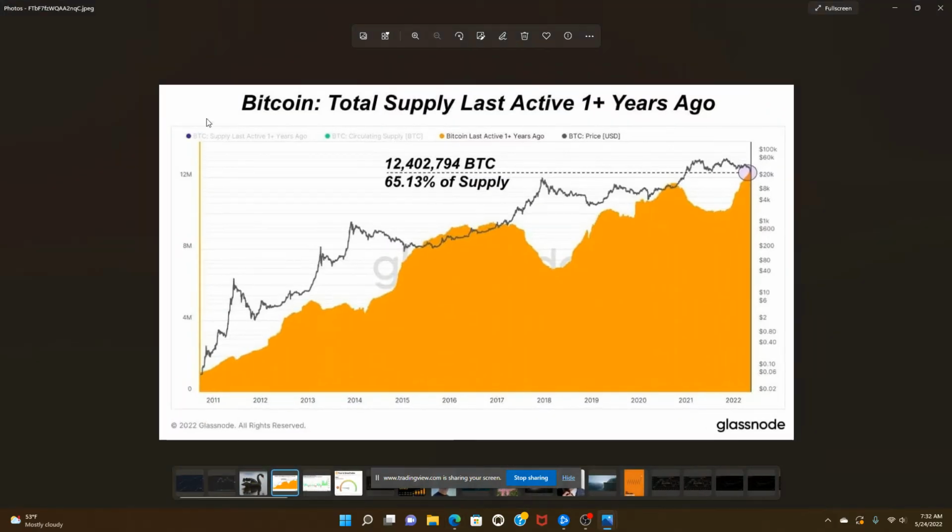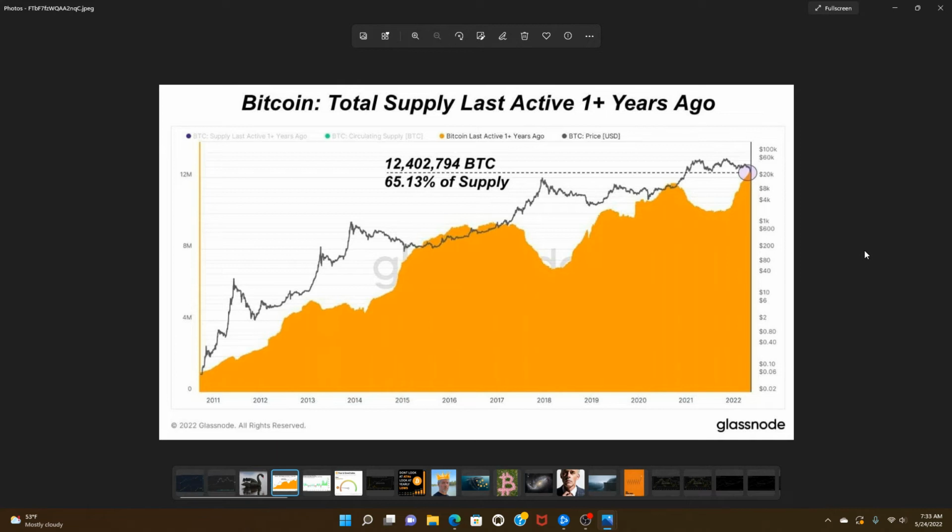Another thing I want to point out is the Bitcoin total supply last active one year ago. I had mentioned this previously in multiple videos. It was really one of the foundational things for creating a bullish bias. Also, in line with some of the videos I did on the Bitcoin stock-to-flow deflection model, if you haven't seen those videos, go check those out. Because right now, the Bitcoin stock-to-flow deflection model is printing the lowest read it's printed in, I believe, a decade, several years. And in the meantime, you see Bitcoin supply breaching an all-time high.